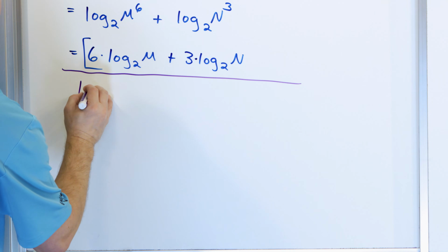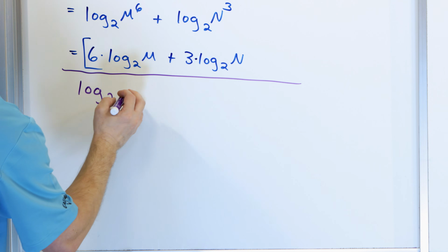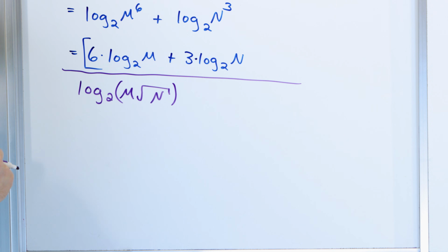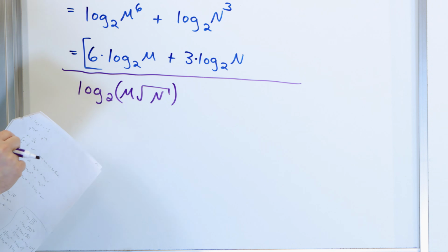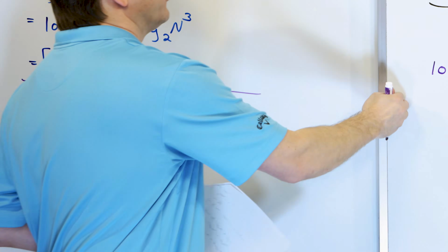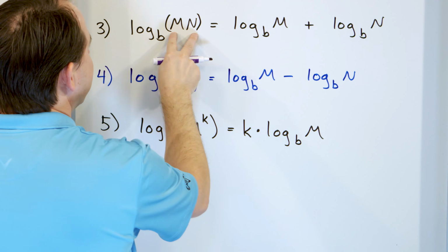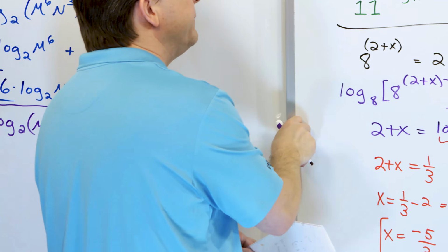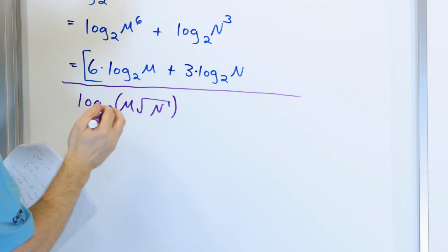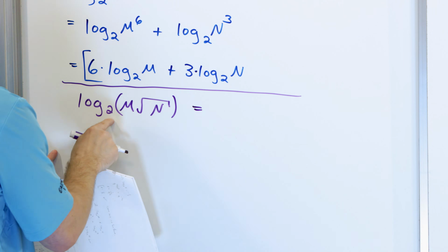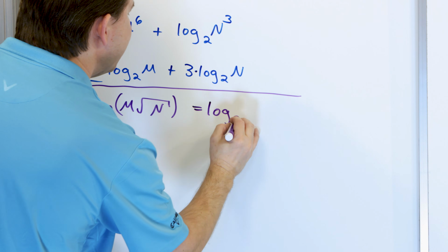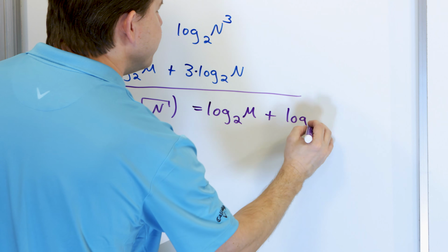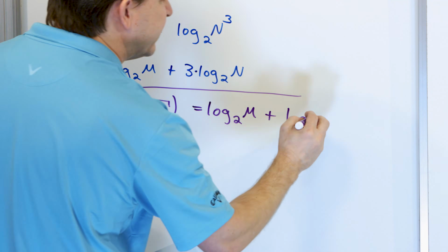What if I have log base 2 of the number m times the square root of n? So I have two things multiplied together, of course. And so when I have two things multiplied together, what do I do? I break this guy up into its own logarithm of each thing and I add them together. Multiplication becomes addition when you're dealing with logarithms. So what do I have here? This is going to then become log base 2 of m plus log base 2 of, what is this? Square root of n. It's just another number.